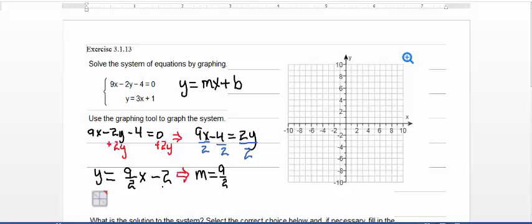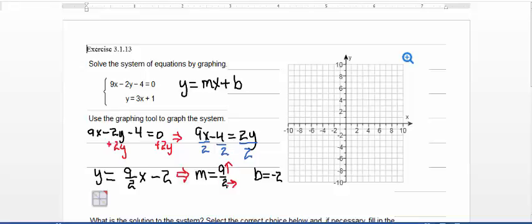So m is the number times x when we have slope-intercept form. So our slope, m, is 9 over 2. And that is telling me from one point to the next, move 9 units up and 2 units right. B is the y-coordinate of the y-intercept.